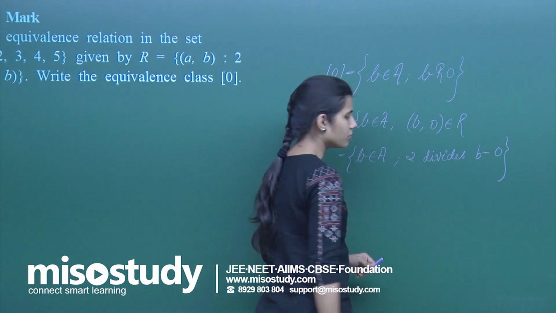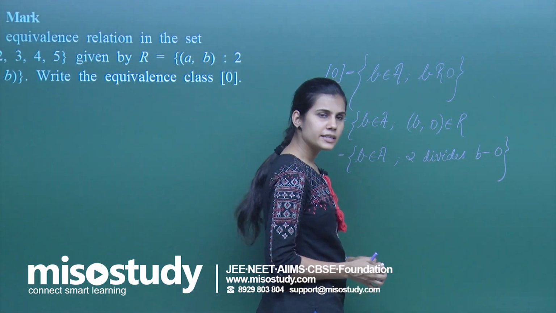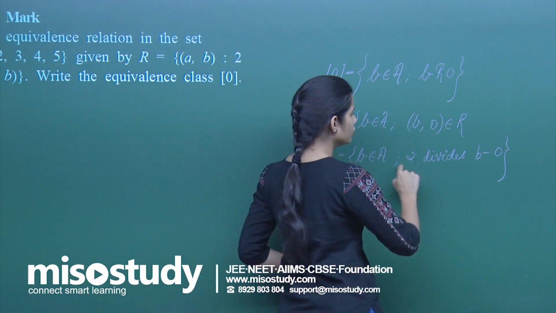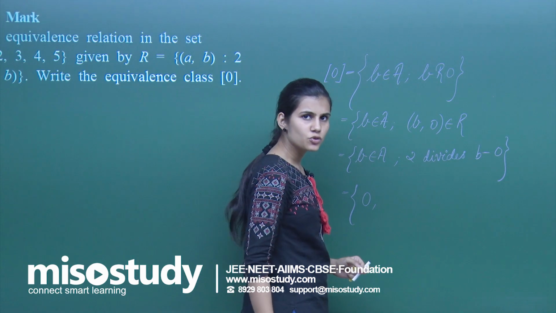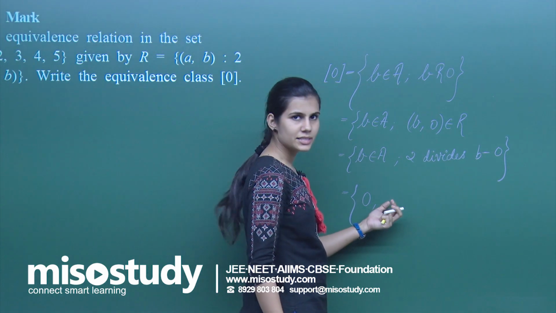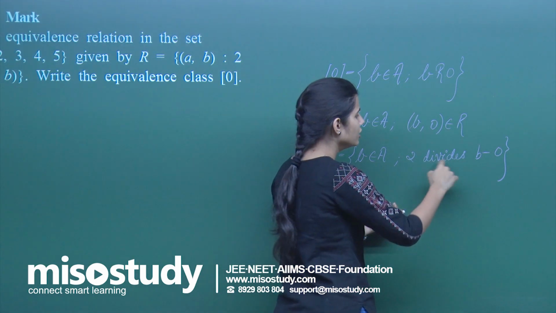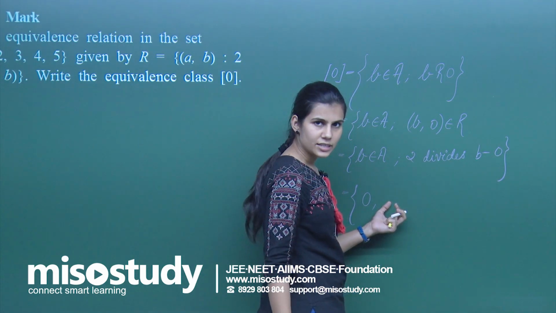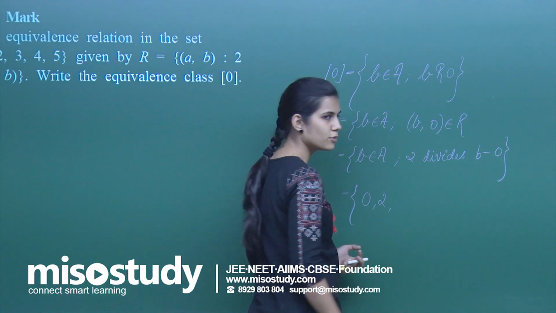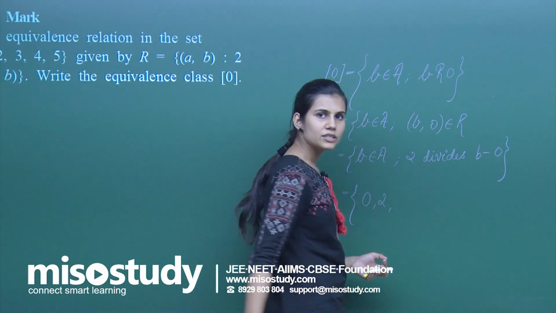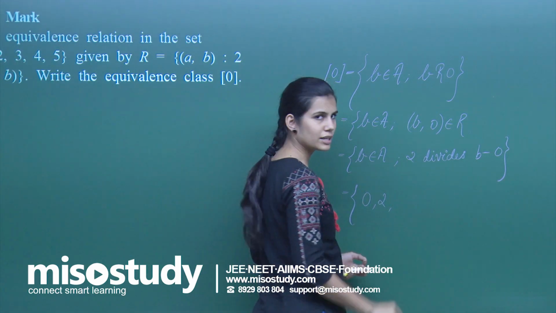Does 2 divide 0 minus 0? Yes. Then 1. Does 2 divide 1 minus 0? Does 2 divide 1? No. So 1 cannot come inside this set. Then 2. 2 is one of the elements in set A. Does 2 divide 2 minus 0? Yes, 2 divides 2. So 2 is going to come over here. Another element is 3. Does 2 divide 3 minus 0, that is, does 2 divide 3? No. So 3 will not come over here.